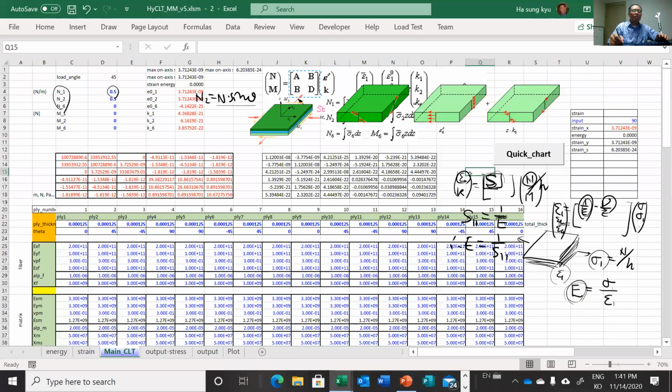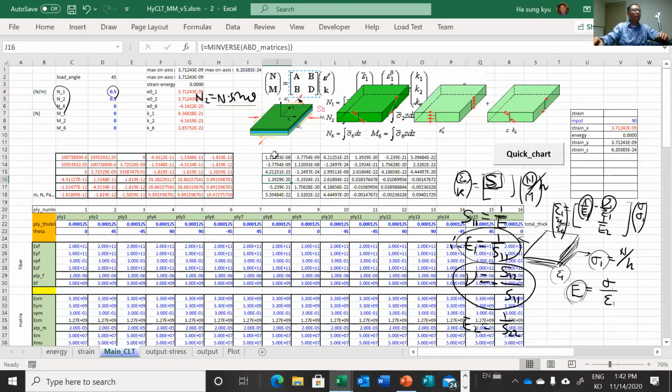And now, how about the Poisson's ratio? Poisson's ratio will be S12 divided by S11, and there is a minus. So this is how we calculate the stiffness and Poisson's ratio. If we have another one, epsilon 2 will be 1 over S22. This is the definition of Young's modulus, right?